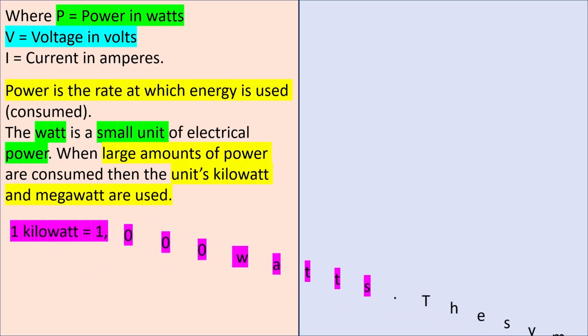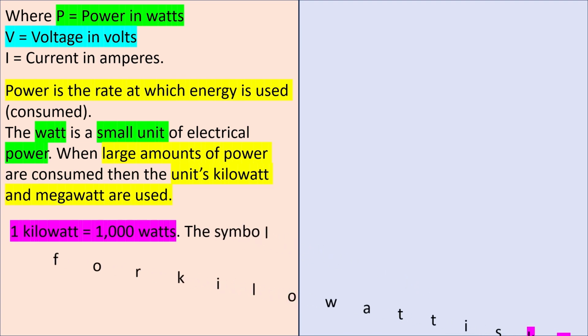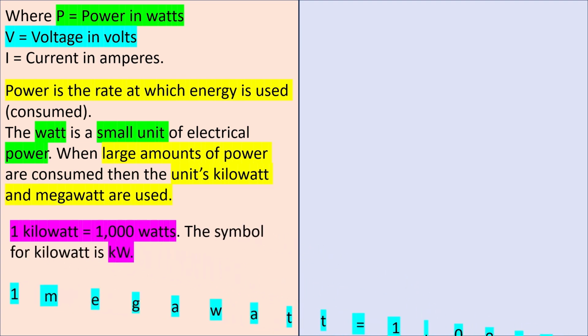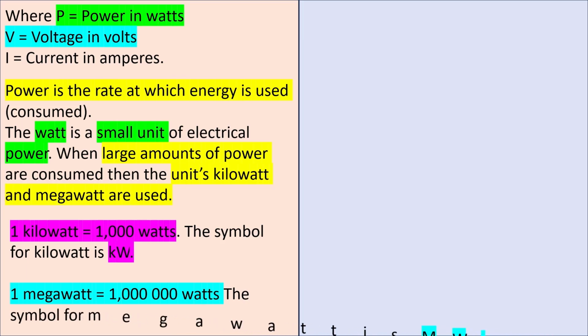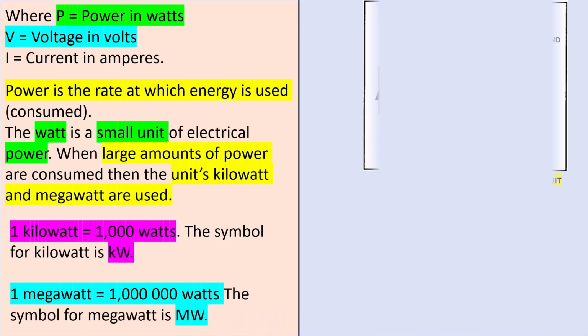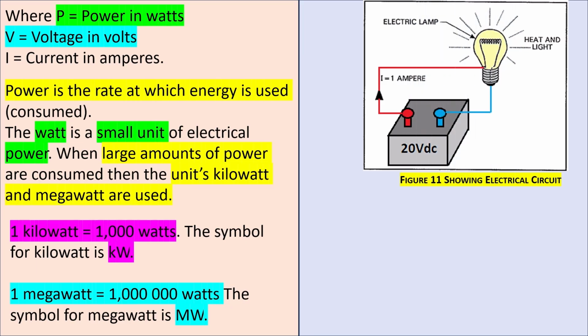1 kilowatt equals 1,000 watts. The symbol for a kilowatt is kW. 1 megawatt equals 1 million watts. The symbol for megawatt is MW. Here you can see a circuit with a 20 volt supply and a 1 ampere current flowing through a lamp, producing heat and light.